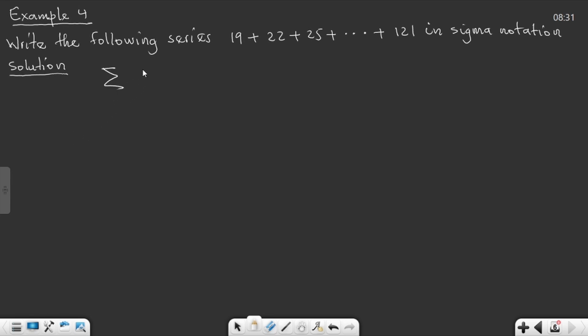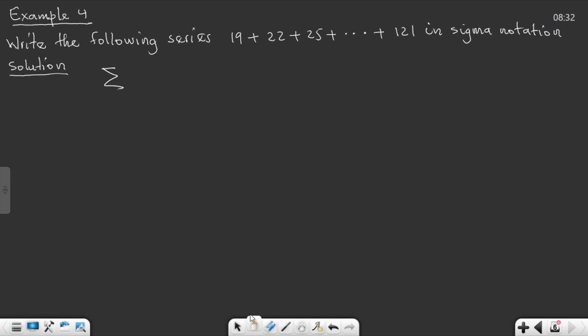We must have what? The general term in front of the sigma symbol and the value to substitute at the bottom there. So if we substitute the value there at the bottom, we must get the first term, which is 19. And then we must also have the value at the top there. And if we substitute this value at the top in the general term that will be written in front of here, it will give us the last term, which is 121. Okay. So we need to find the general term first.